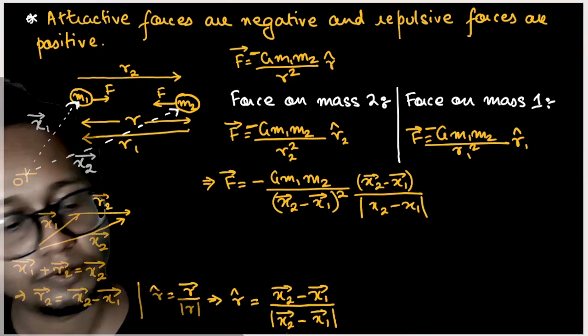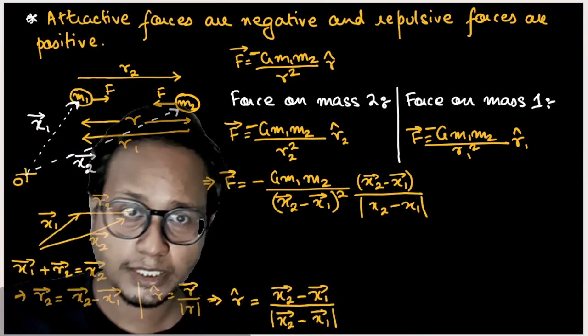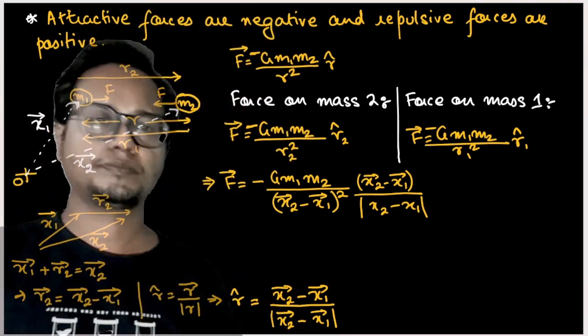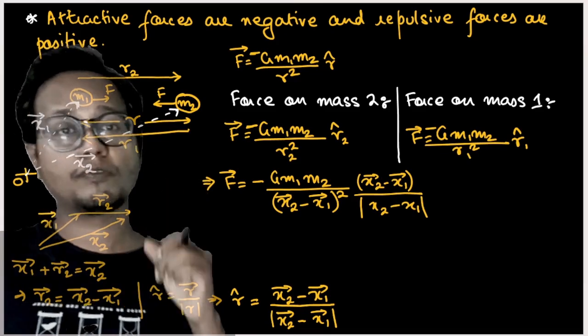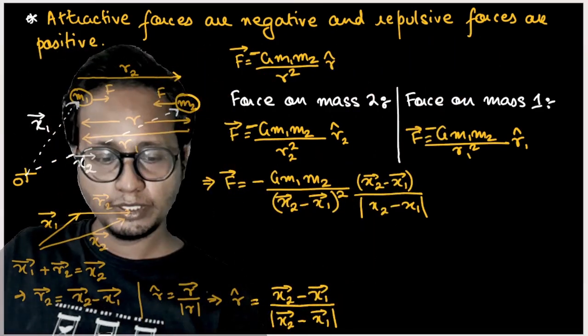Now some of you might have questions. This scenario is also related to question number 2 from electrostatics. Just read question 2 from the chapter of electrostatics. Now, how does this fundamental work for electrostatics? That attractive forces are negative and repulsive forces are positive.